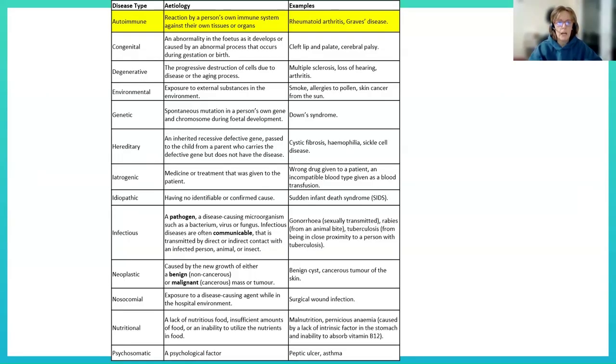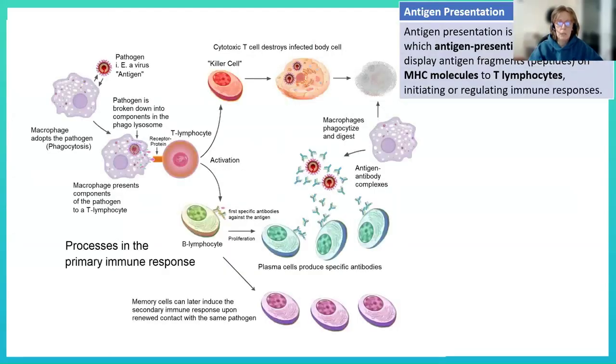The next type of disease is autoimmune disease. There are loads of different types of autoimmune disease, and they're really common. Rheumatoid arthritis is an example. Lupus, multiple sclerosis, Crohn's disease, ulcerative colitis. There are loads and loads of examples of autoimmune diseases.